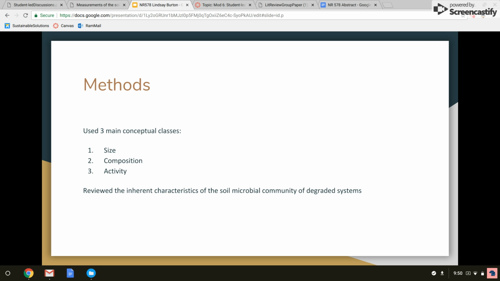The method utilized for this study was a research review that utilized three main conceptual classes. The first was size, the total mass of viable microbial communities. The second was composition, the abundances of particular species or functional groups. And the third was activity, the metabolic turnover of the biomass from internal metabolism to conversion of nutrient pools. These were reviewed in the relevant literature for the inherent characteristics of the soil microbial community of degraded systems.